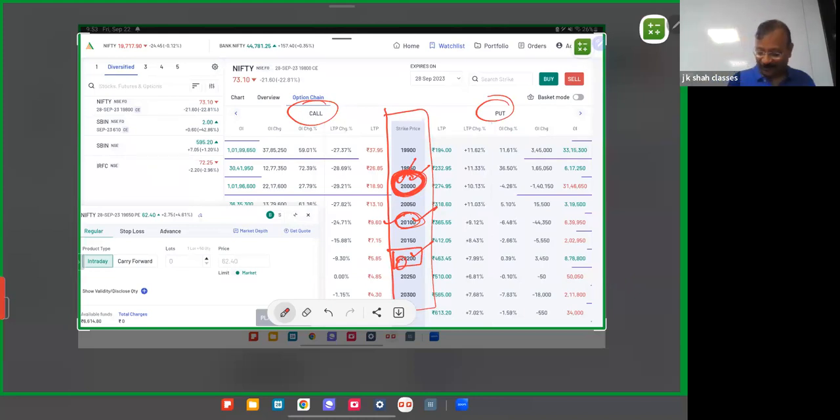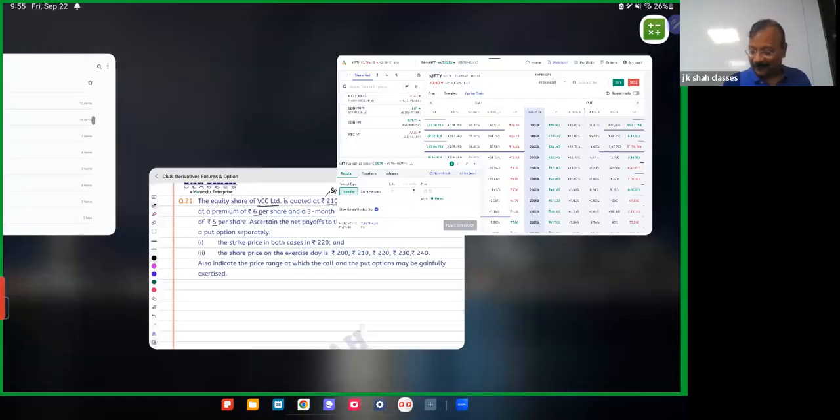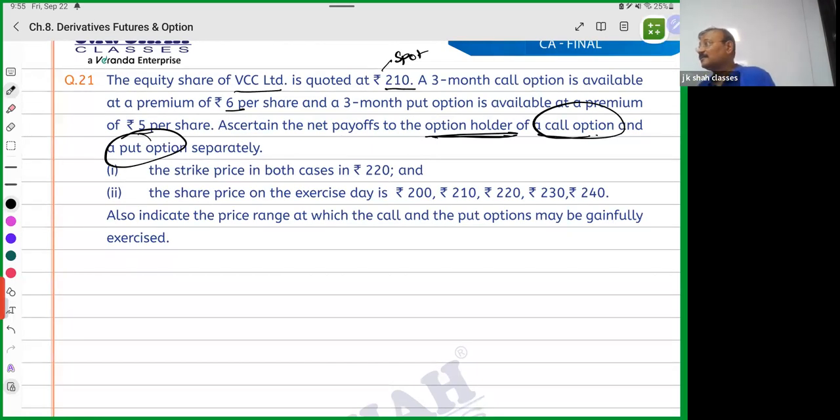But anyway, now this question. It says ascertain the net payoff of the option holder of a call option and a put option, right? And option holder means buyer and seller? Option holder means who? Buyer or the seller? Buyer. The person who is the holder of the policy. Insurance company or you? You are the holder of the policy, the buyer, right? So that means ascertain the net payoff of the call option and put option separately.